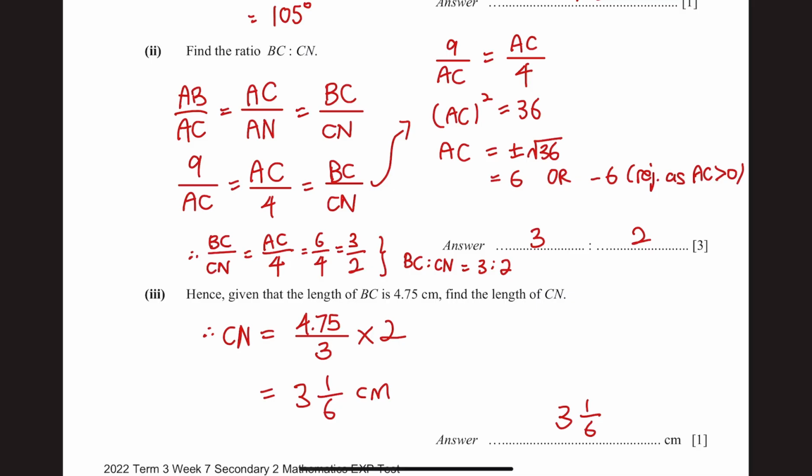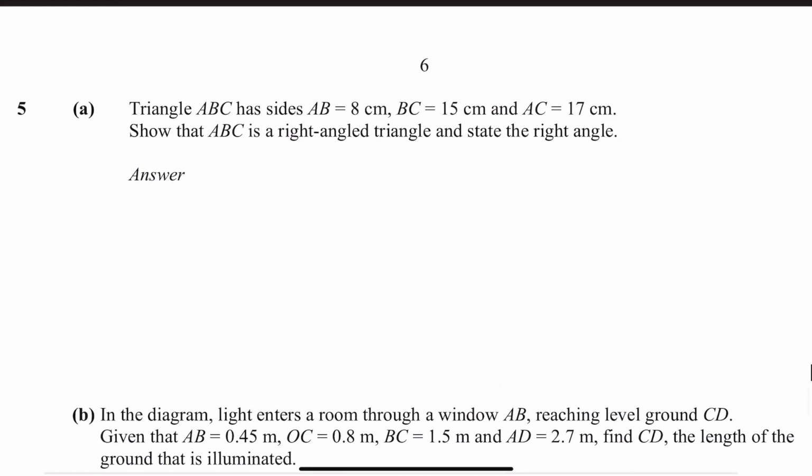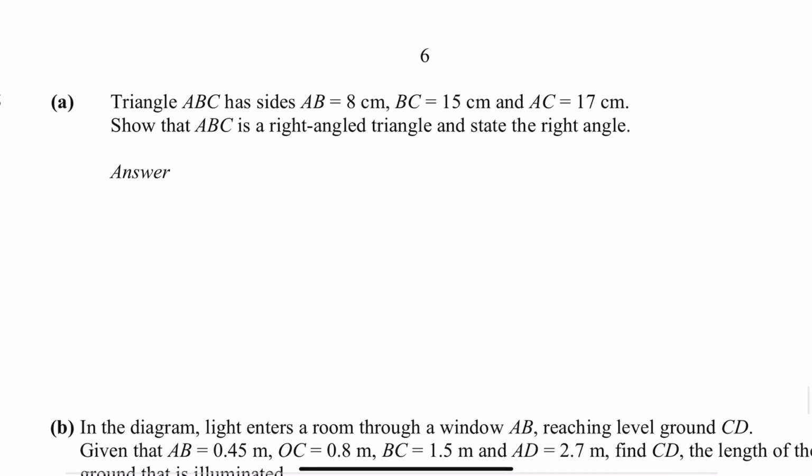Alright, let's now look at the last question, question number 5. Triangle ABC has these sides here. Show that it's a right angle triangle and state the right angle. So very simply, to show that something is a right angle triangle, we must use the converse of Pythagoras theorem. So first we identify the longer side. This is obviously the longer side, so this should be the hypotenuse.